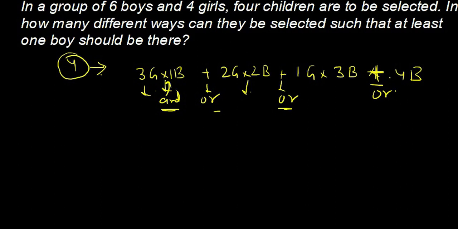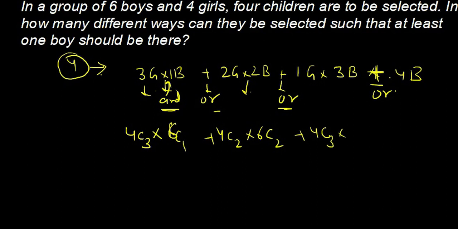So 4C3, out of 4 girls you need to select 3 girls, and out of 6 boys there's 6C1. Okay, plus same, 4C2 into 6C2, then 1 girl, so it is 4C3 into 4C1 and 6C3, and finally 6C4. Okay, what is 4C3? So there is another rule. What is 4C3? It can be written as 4C(4 minus 3). So it is also equal to 4C1.